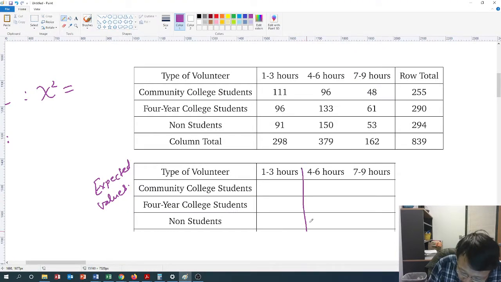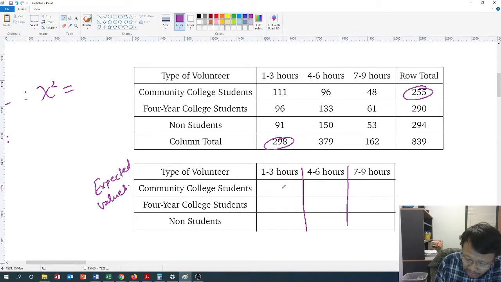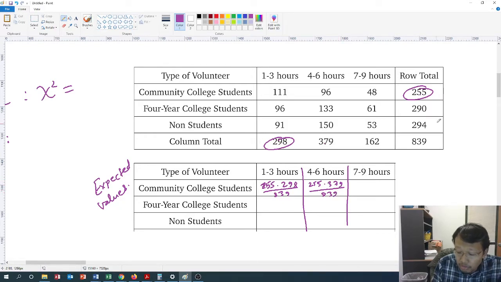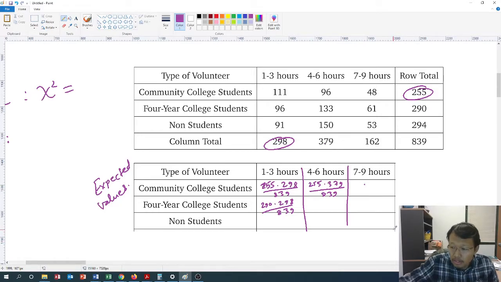So for the first one, you multiply the row total and the column total and divide by the table total. This would be 255 times 298 divided by 839. Similarly, 255 times 379 divided by 839, and you keep on doing that. 255 times 162 divided by 839 would be there. Then go for 290 times 298 divided by 839. That's what you need to do for all of the cells. Now this is quite time consuming.